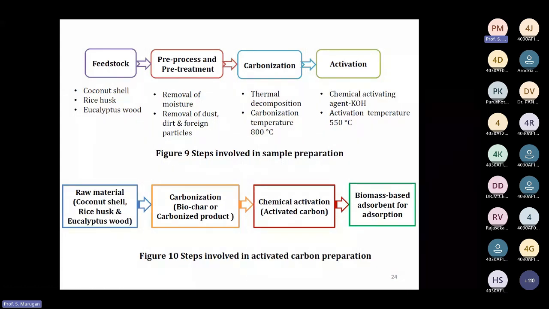As I told, after carbonization you are doing chemical activation. What is chemical activation? Adding a chemical agent like potassium hydroxide. After that you will get the activated carbon. First you will get biochar, then you will get activated carbon. Then that activated carbon can be weighed. How much activated carbon you obtained from this entire process, you can weigh, and then you can use it as an adsorbent for separating and capturing CO2.